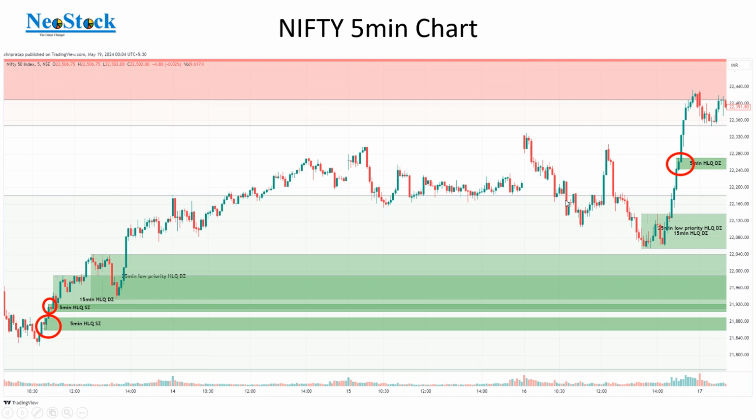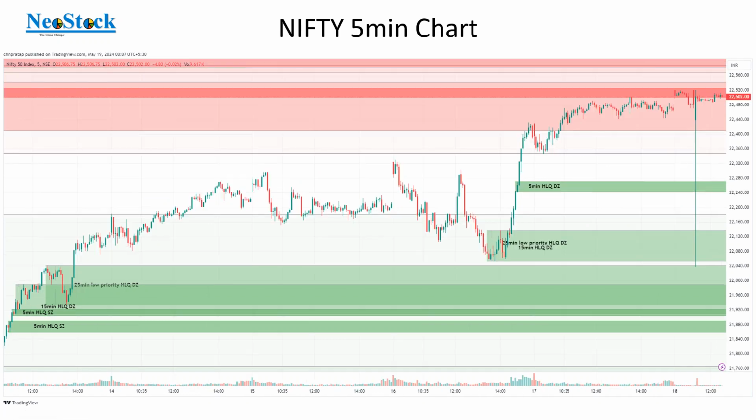Now let me show you the entire chart in a single view. See here, this is the 5 minutes high liquidity supply zone. Here again you have 5 minutes. Again here you have 5 minutes high liquidity. Apart from that, this is the supply zone. These are all the demand zones, sorry, 5 minutes high liquidity demand zones. This is another 5 minutes high liquidity demand zone. And this is the 5 minutes high liquidity supply zone.